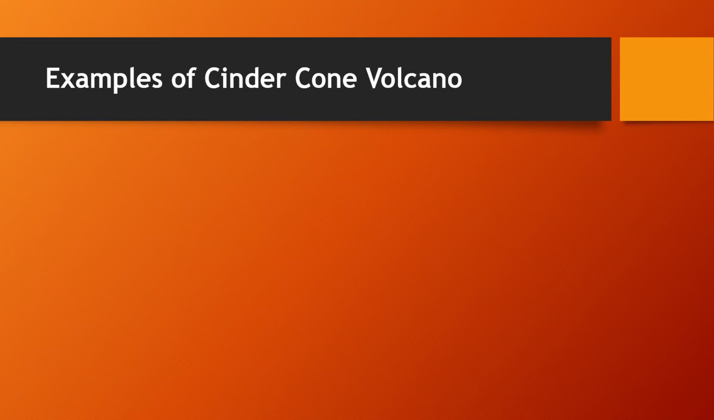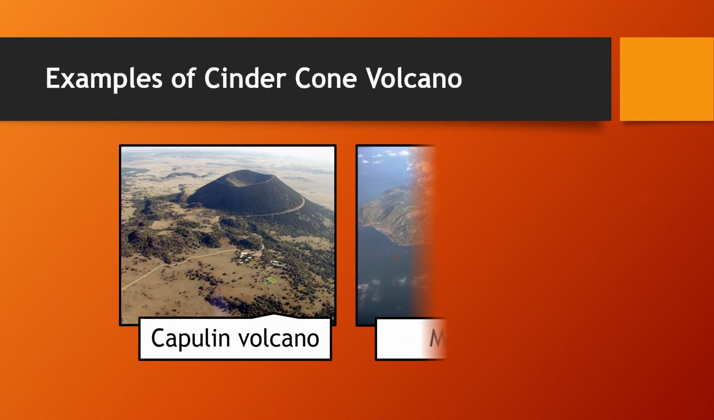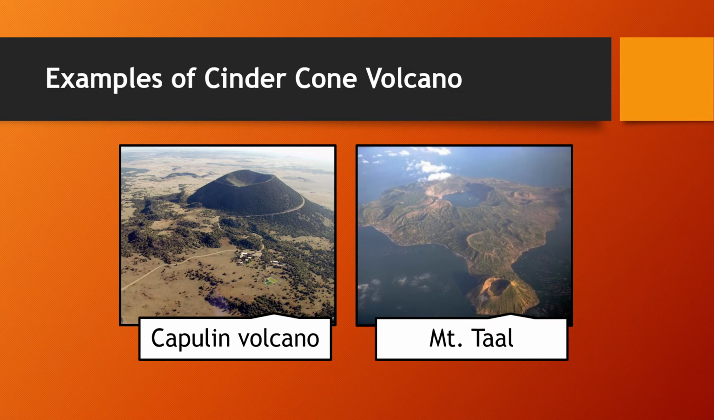Examples of cinder cone volcano are Capulin volcano and Mount Taal. Capulin volcano is located in New Mexico, while Mount Taal is located in the Philippines.